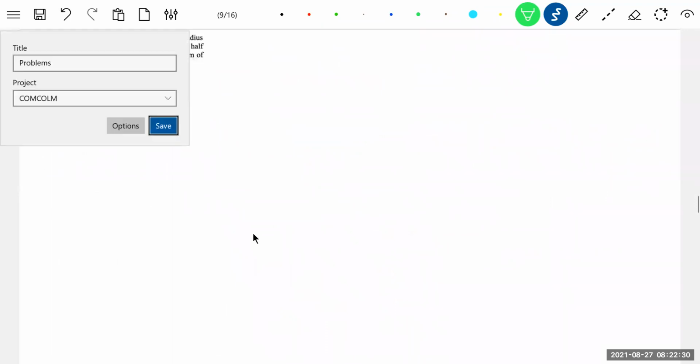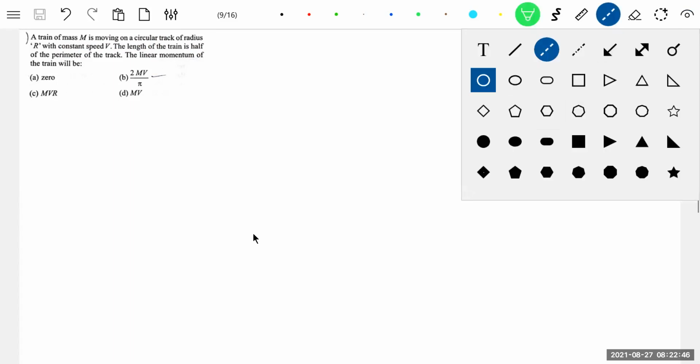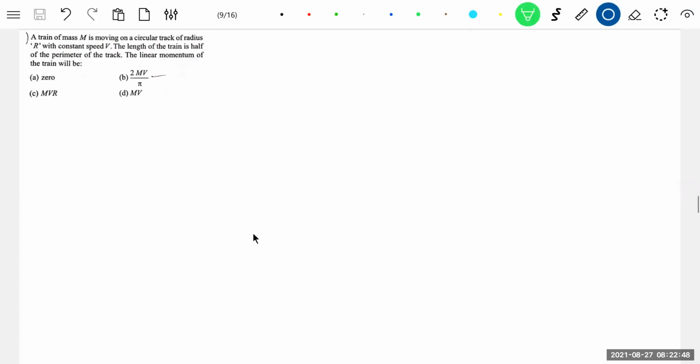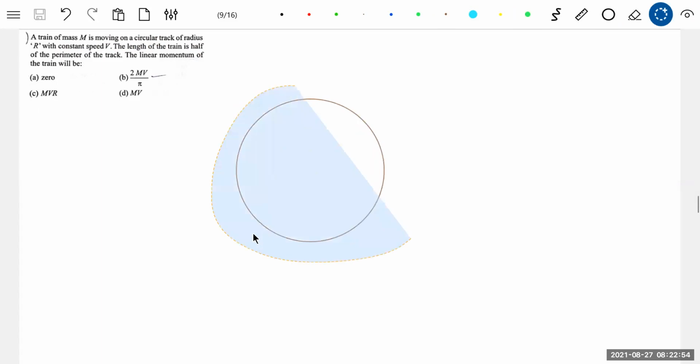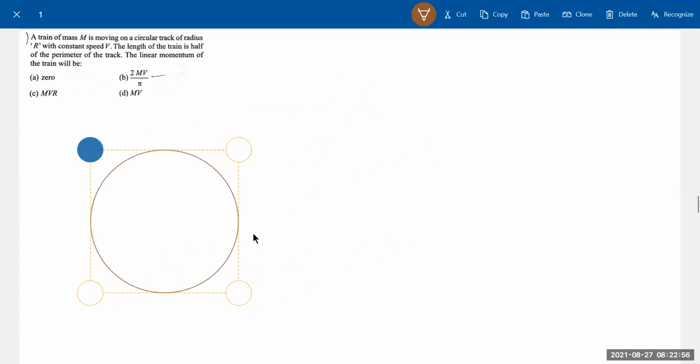Take the next one. A train of mass m moving on a circular track of radius r with a constant speed v. The length of the train is half the perimeter of the track. Okay, there's a track I'll bring. The linear momentum, it is moving with a constant speed.